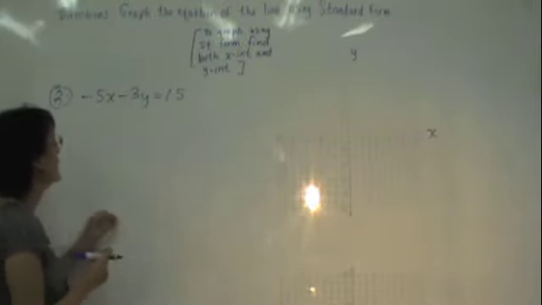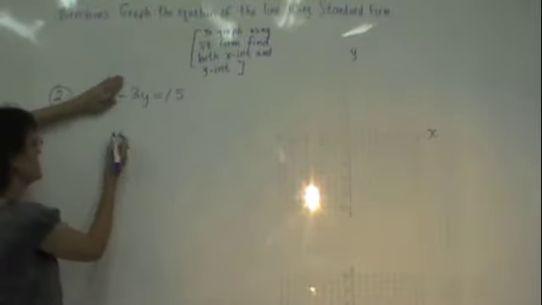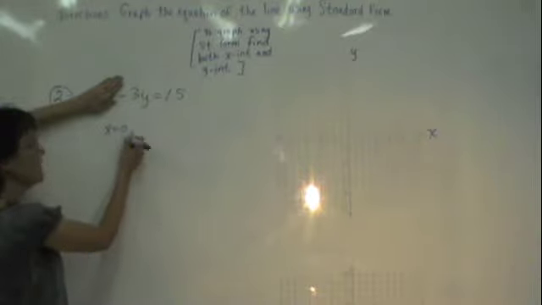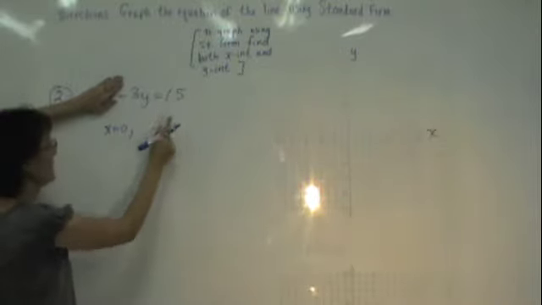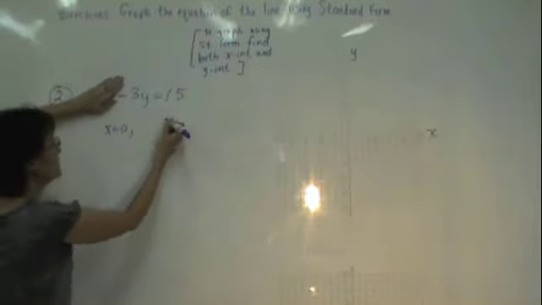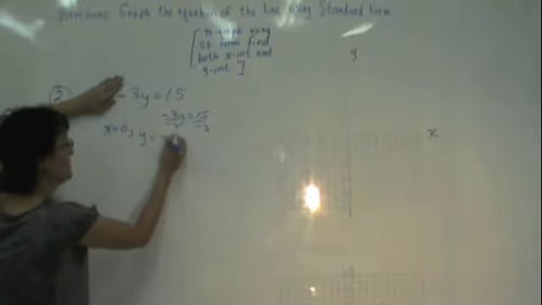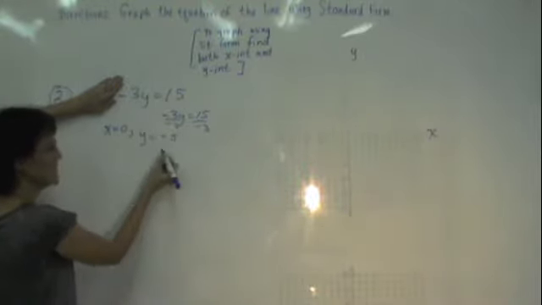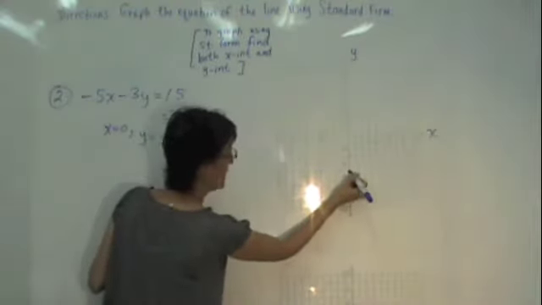When x is equal to 0, we're going to cover that up. So my y is equal to, just divide 15 by negative 3. You would do negative 3y is equal to 15 and then divide by negative 3, and you get y is equal to negative 5. So then you have 0, negative 5, which is right there.